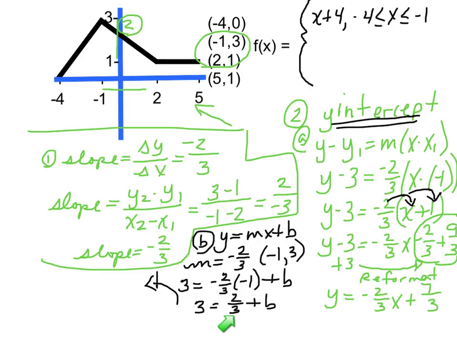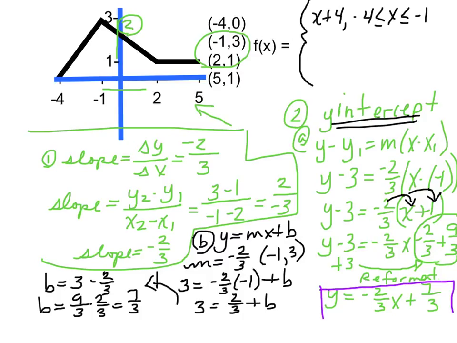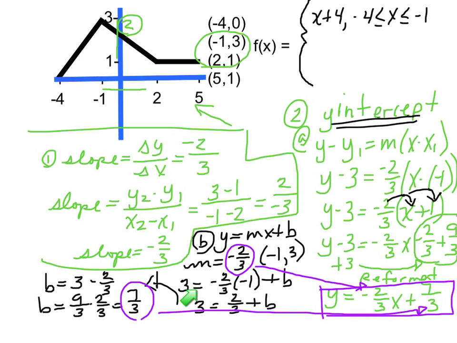Now I need to isolate my b, so I'm going to subtract negative 2/3 from both sides, and I'm going to have b is equal to 3 plus 2/3. Again, I need to get a common denominator, so I'm going to change my 3 into 9 over 3, and I'm going to get 9 over 3 minus 2/3 is equal to 7/3. And as we can see from our first equation that we got, there's my negative 2/3, which is my slope, and there's the 7/3, which is my y-intercept. And again, that's just a simple substitution method. Whichever method you want to use, it doesn't matter, but you need to find a y-intercept.